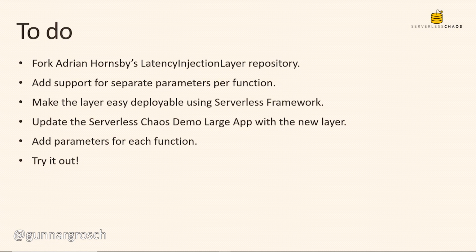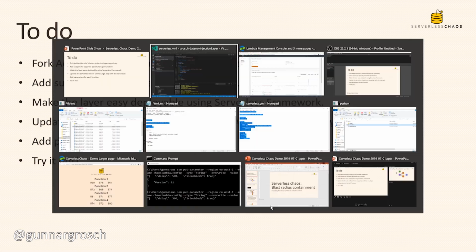Next step then is to update the demo app to have the functions in the demo app using the new layer. And of course we then need to add the parameters for each function. When we've gotten that far, then we're able to perform a new chaos experiment. So hopefully all goes well.